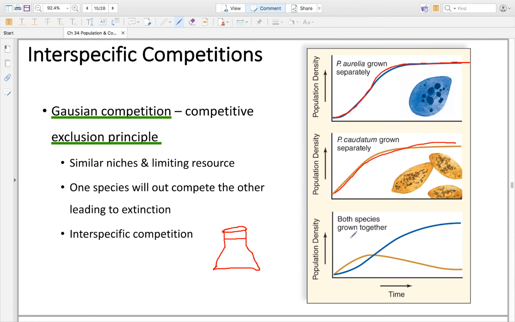He put them in the same flask, and what happens is that at some point, right there, one species dies out completely while the other succeeds, because no two species can ever occupy the same niche. One species will always outcompete the other, leading it to extinction. This is called interspecific competition.